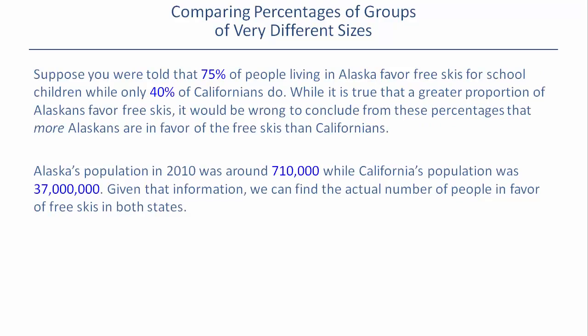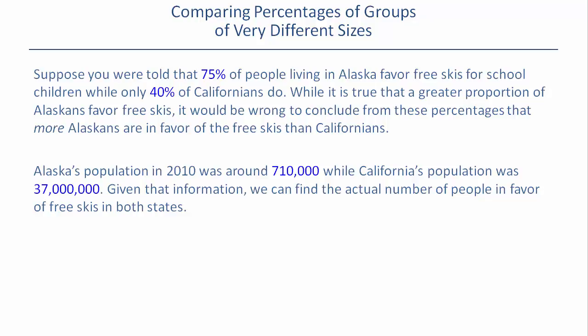Okay, so suppose you were told that 75% of people living in Alaska favor free skis for school children while only 40% of Californians do. Now, this would make sense because in Alaska they kind of need skis more than they do in California. But the question arises, do more Alaskans favor this than Californians? Well, you have to look at the actual populations, right? Because you have to look at 75% of what and 40% of what.